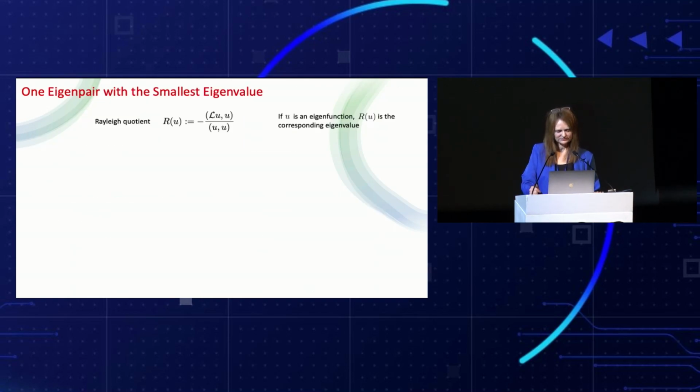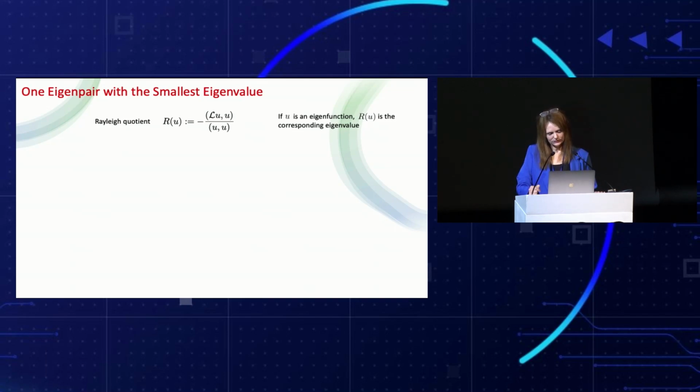Okay, now what happens when we don't know the lambda in advance? So this is the more interesting case when we have only the operator and we don't know the lambda. So what we are going to do, we want to find the smallest eigenvalue. Okay, this is the setup. And the question is how to do it.